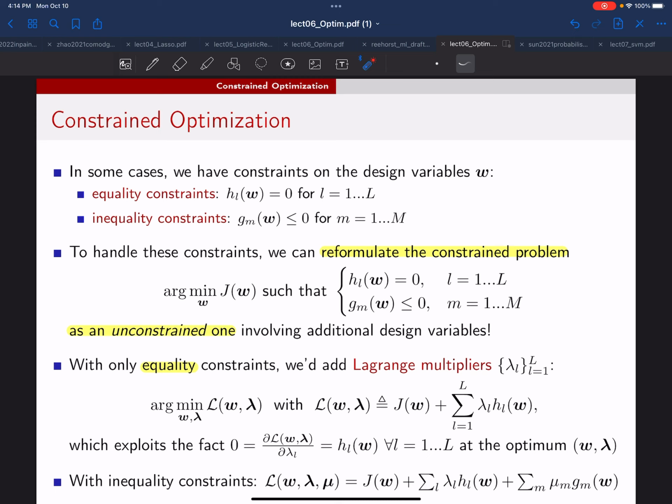These things are called Lagrange multipliers. Maybe you guys, have you seen this before sometime? Raise your hand if you've seen it before. I'm just kind of curious. Okay, a few people have.